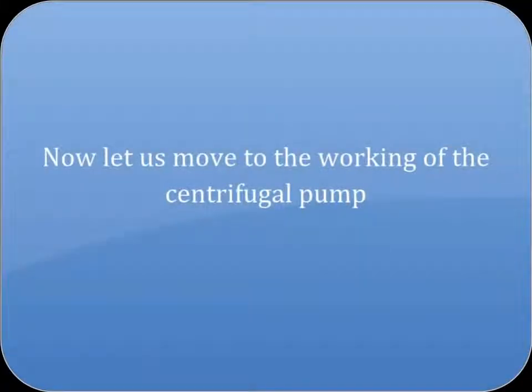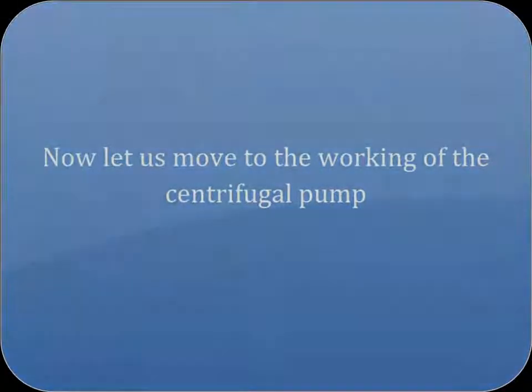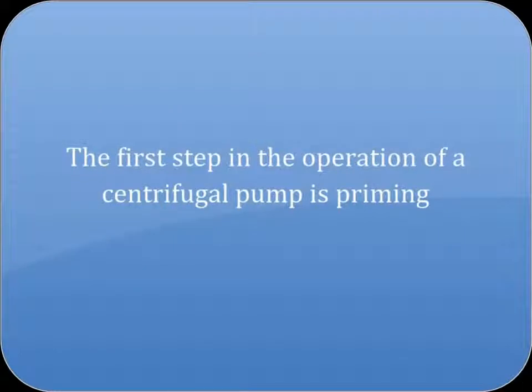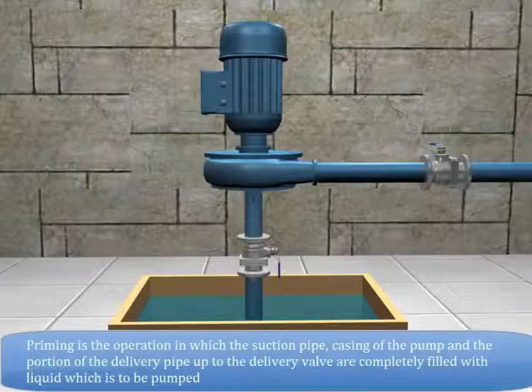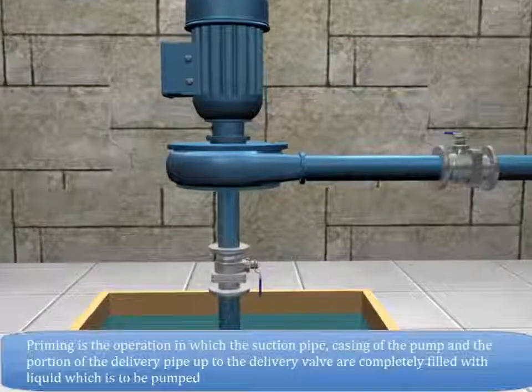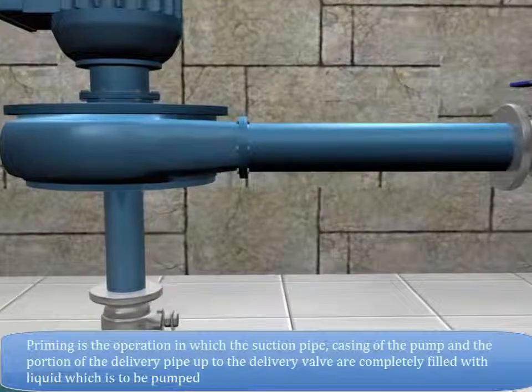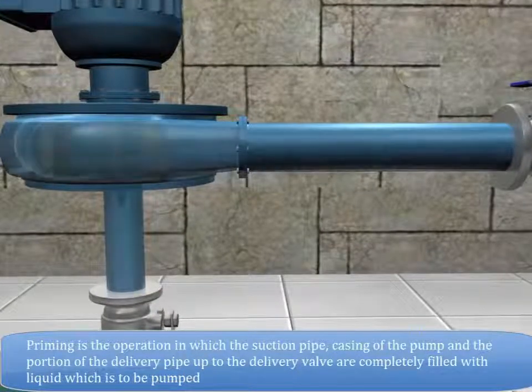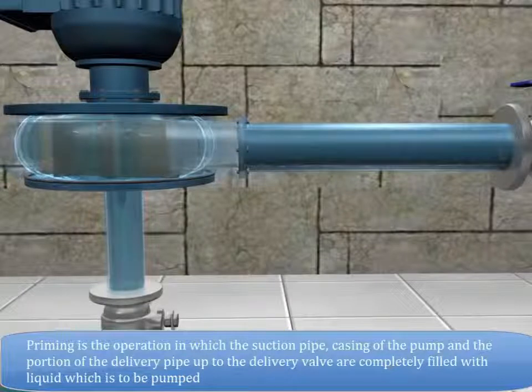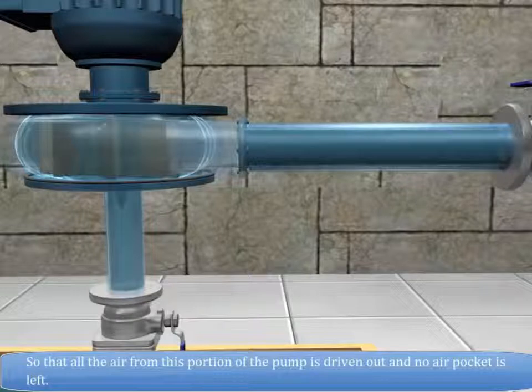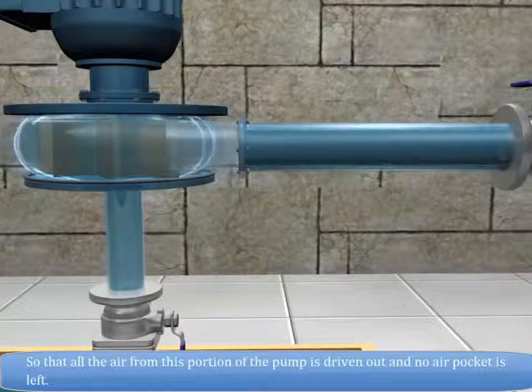Now let us move to the working of the centrifugal pump. The first step in the operation of a centrifugal pump is priming. Priming is the operation in which the suction pipe, casing of the pump, and a portion of the delivery pipe up to the delivery valve are completely filled with the liquid which is to be pumped, so that all the air from this portion of the pump is driven out and no air pocket is left.